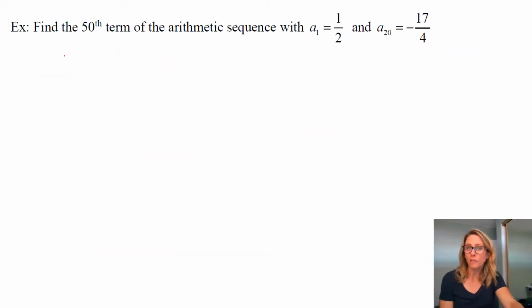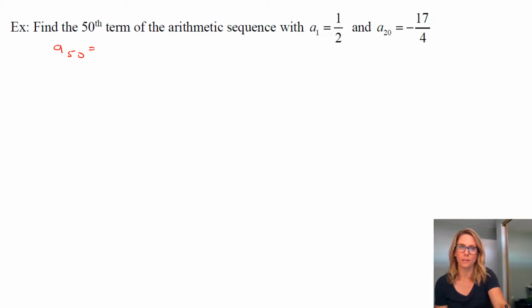So now we find the 50th term of the arithmetic sequence, being given a sub 1 and a sub 20. So this is similar in that the first thing we need to do, because we're not being asked to find d here, we're asked to find a sub 50. But we can't find that with what we have, not yet anyway. So we're trying to find a sub 50. That's the 50th term.